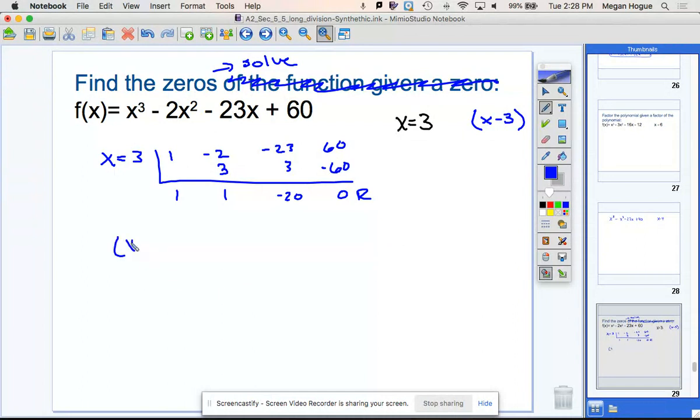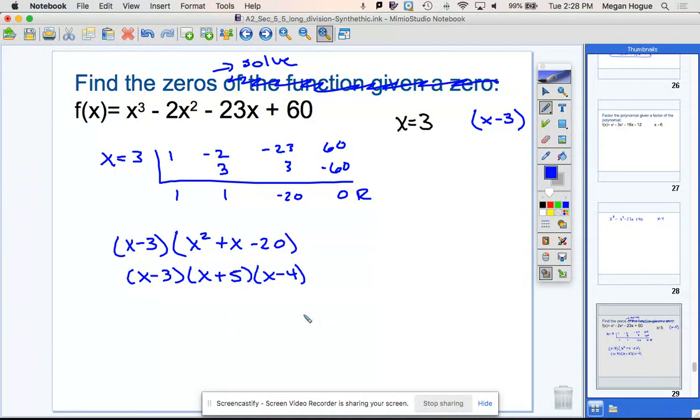So just like the factoring one, I'm going to put that x minus 3 so I don't lose it. Then I'm going to have x squared plus x minus 20. Now I'm solving. If I really wanted, I could do the quadratic formula, I suppose, but heck no, I'm going to factor that. x plus 5, x minus 4. And I'm solving, so I'm going to say x equals 3, x equals -5, and x equals 4.